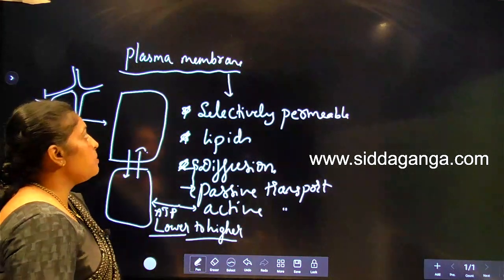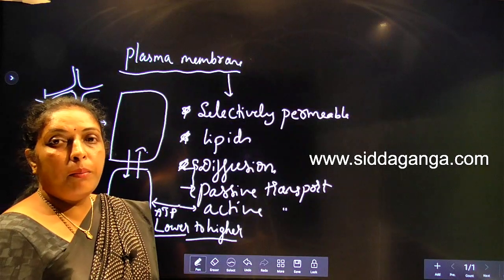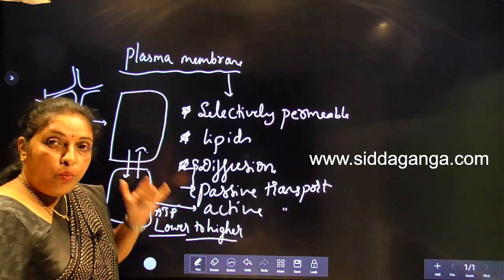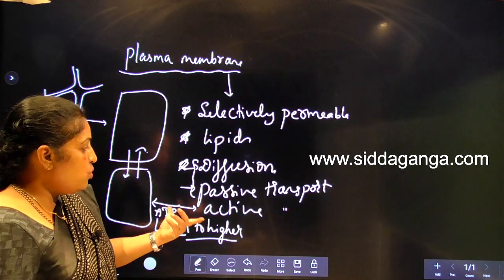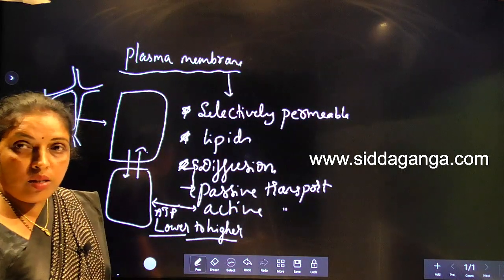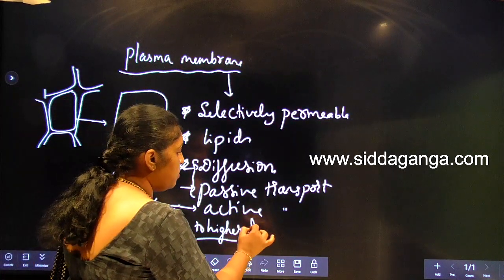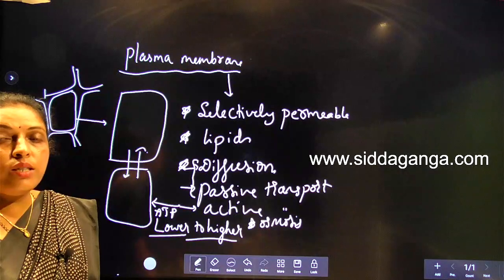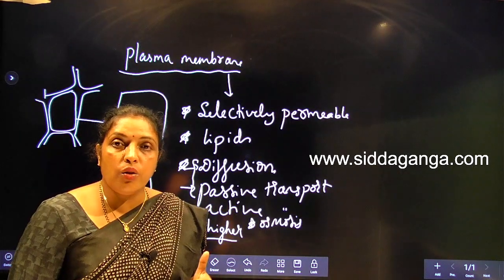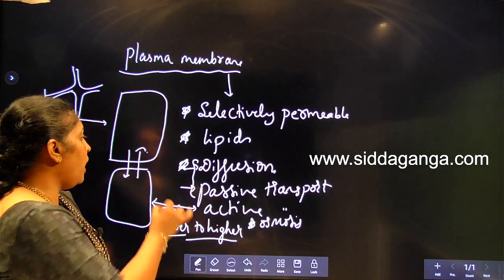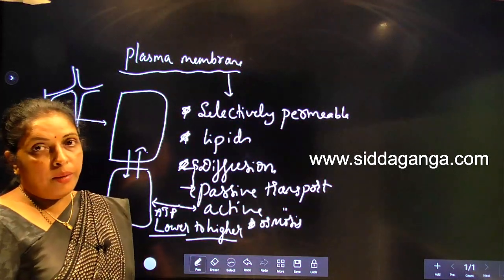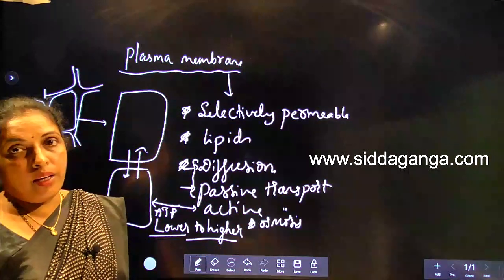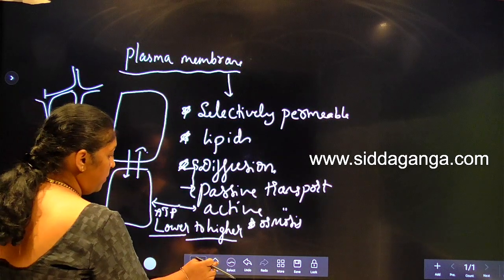Understood? So the plasma membrane is a selectively permeable membrane. It is seen in both plant cell and animal cell, made up of lipids. It allows the movement of substances by a process of diffusion, passive transport or active transport, and even the movement of water occurs by a process called osmosis. What is osmosis? Movement of water from its higher concentration to lower concentration through a selectively permeable membrane. So that also is one of the functions of the plasma membrane. Understood? This is about plasma membrane.